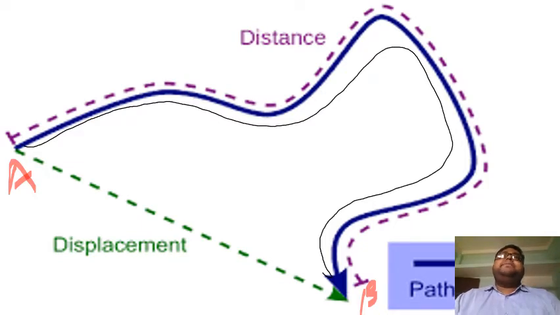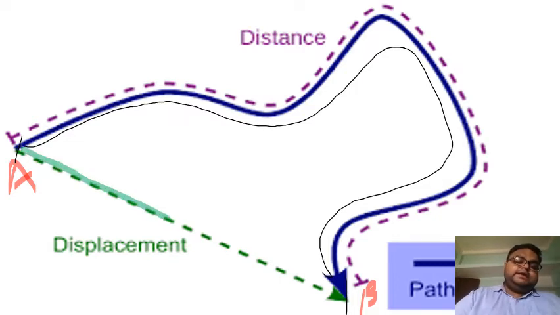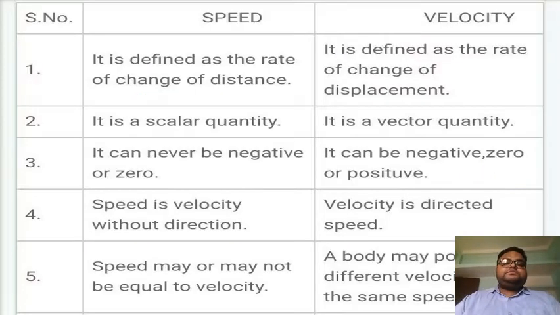Okay, students? But when we are calculating the displacement, it will be the shortest possible path between these two friends, or between these two points, right? So the displacement will be a direct straight line from A to B, right? So this will describe the displacement. Okay, students? Right. So now let's see the difference between speed and velocity.